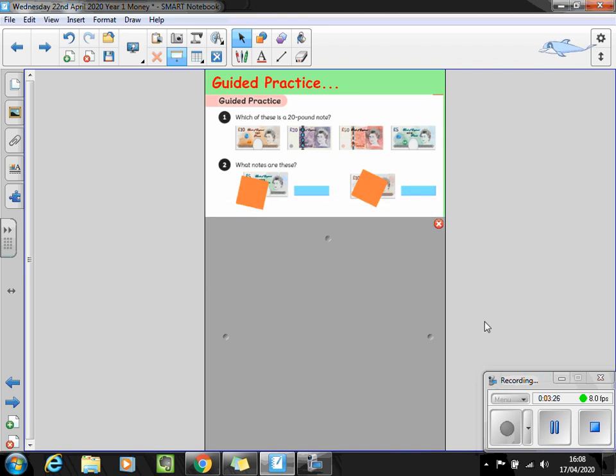Question 2. You're given 2 partially hidden notes. Can you look carefully, maybe at the colour, maybe at the size, maybe at some of the symbols or numbers that you can partially see? Can you guess which notes are hidden?